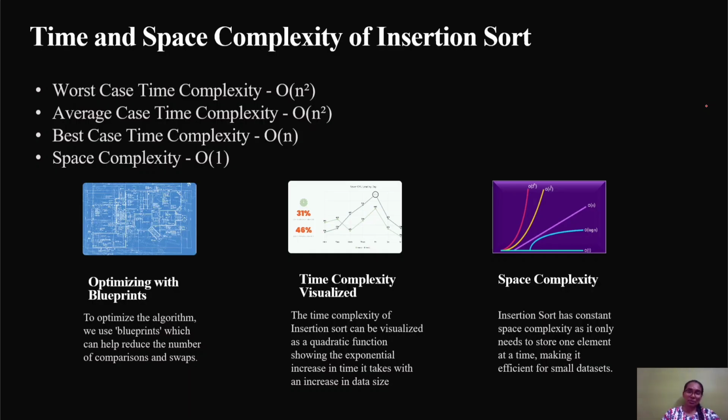Time and space complexity of insertion sort. Worst and average case time complexity of insertion sort is order of n square. Best case time complexity is order of n. Space complexity is order of 1.